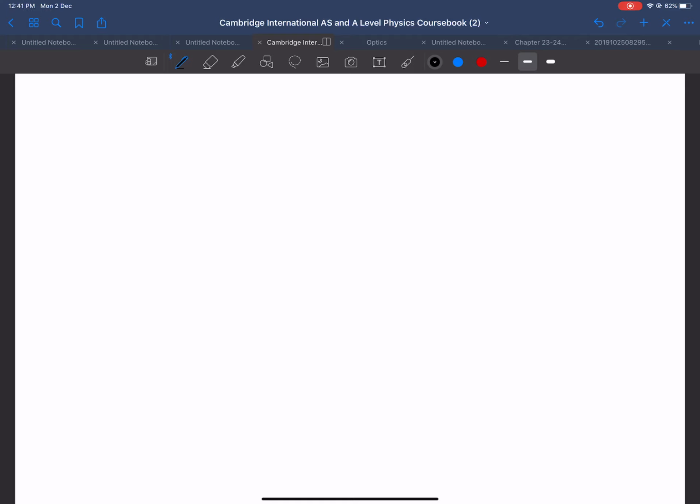Start now. The next chapter is numerical solutions of equations. First I need to explain what is meant by numerical in terms of number.